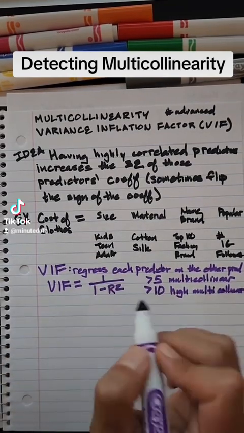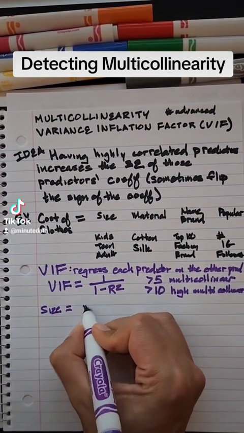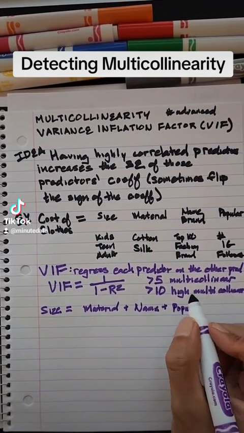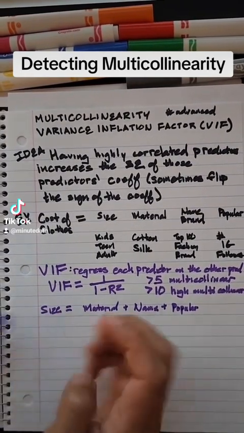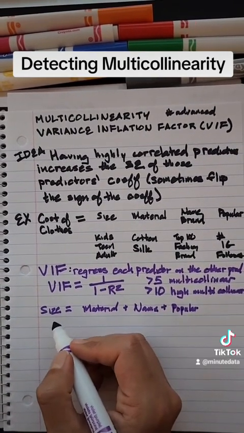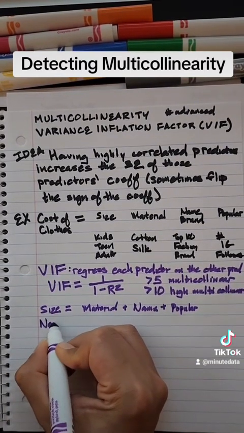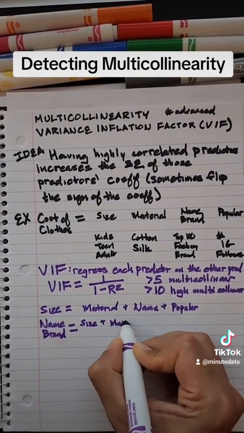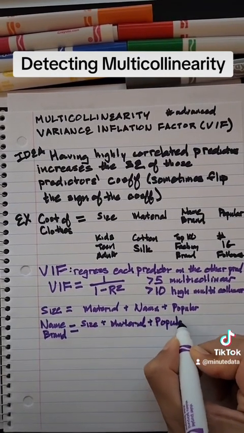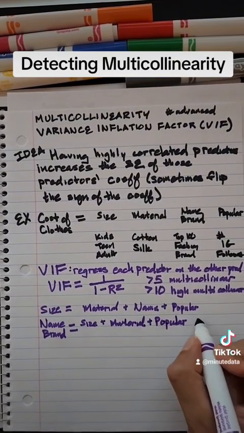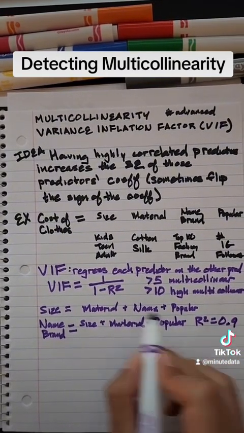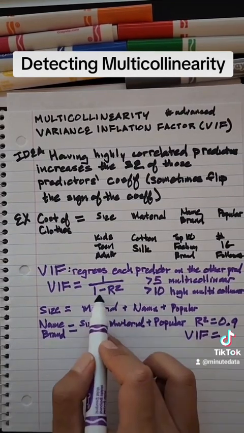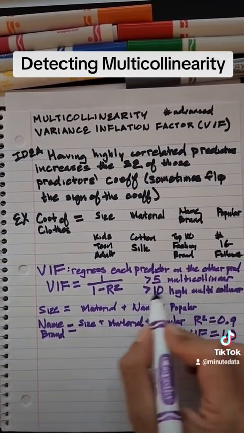Let's have our first example, which is going to be size. We're going to regress that on material plus name brand plus popularity, and then we're probably not going to find collinearity here. So let's move on to the one that's susceptible to multicollinearity, which is name brand. We're going to regress it on size plus material plus popularity. Let's say from this regression we find that R squared is equal to 0.9. So we plug 0.9 into our VIF equation. 1 minus 0.9 is 0.1, and 1 divided by 0.1 comes out to be 10. So this is an indicator of high multicollinearity.